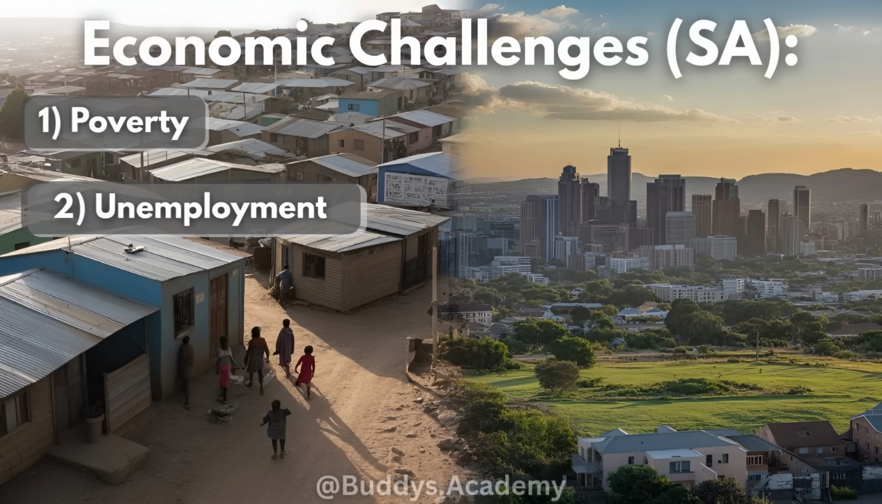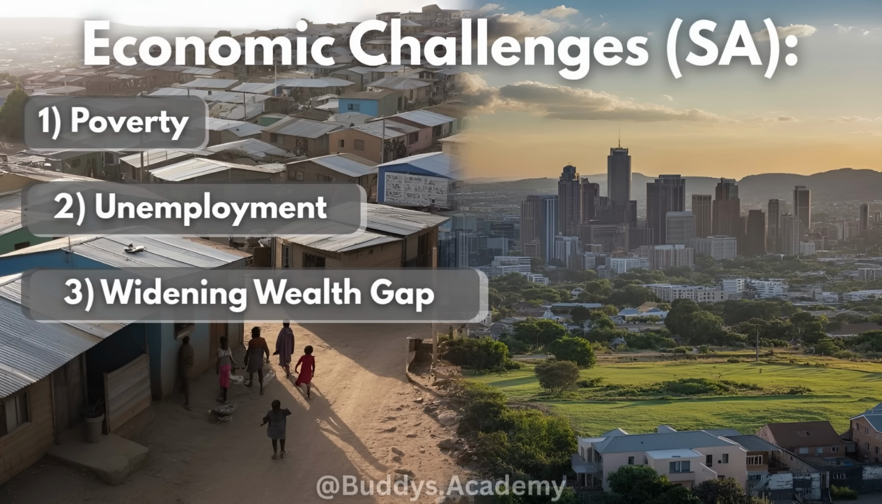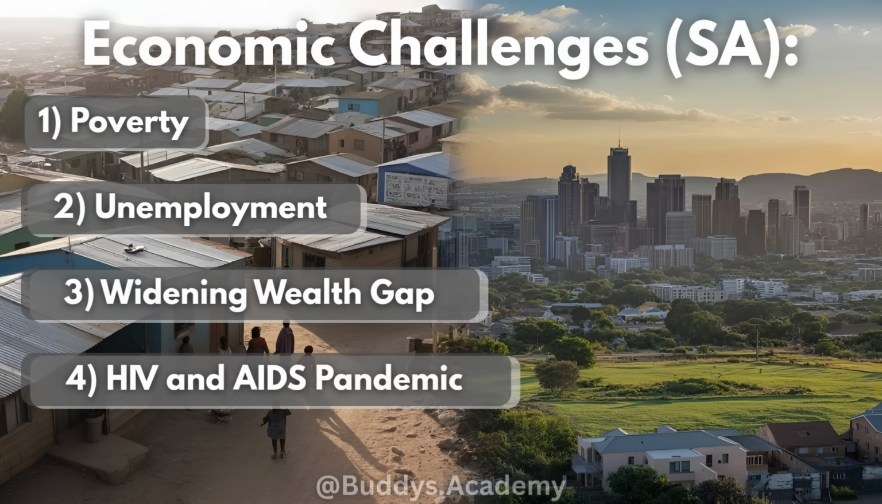Now, when thinking about poverty, we also need to think about the widening wealth gap, right? That's going to be the growing difference in income and wealth between rich and poor people. Now, a crazy stat is that South Africa has one of the highest inequality rates anywhere in the world. Another challenge will be the HIV and AIDS pandemic. That's going to be a major health crisis that's going to affect the working age population.